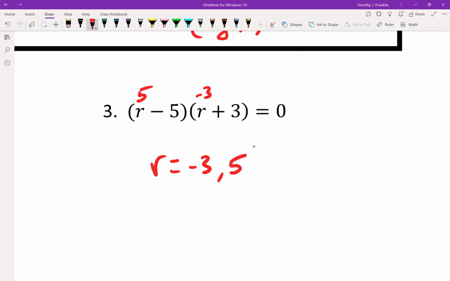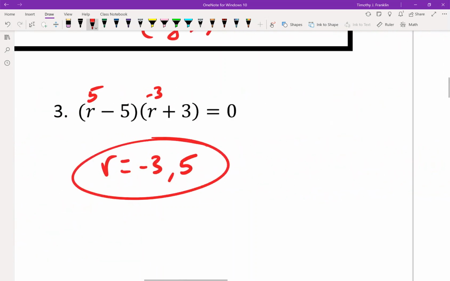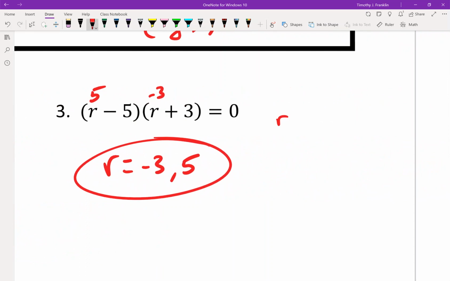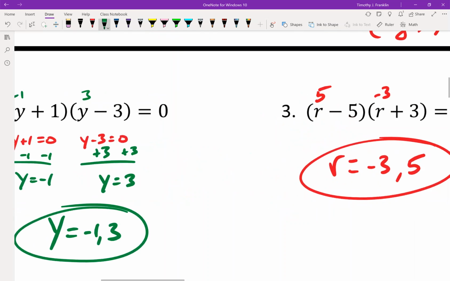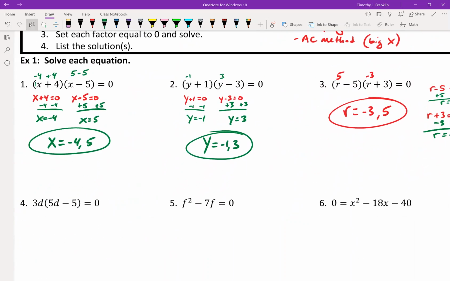-3 and 5. But again, you could always just write that out and solve by setting those factors equal to 0 and solving. So add 5, you get r equals 5, and subtract 3, you get r equals -3. Okay, so that's how you do it once you have it in factored form.